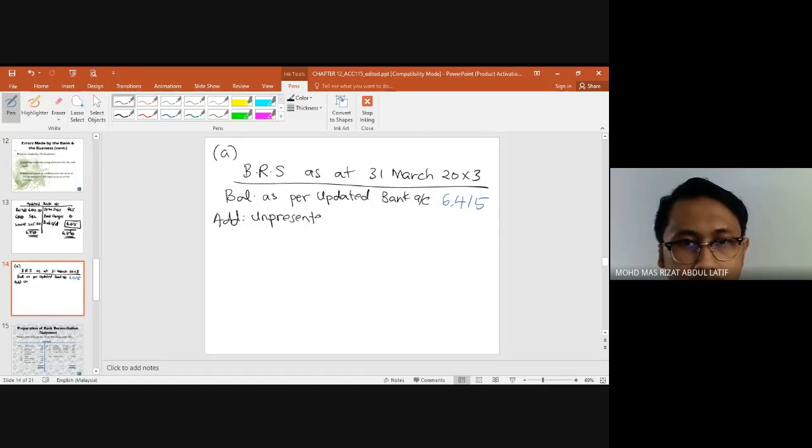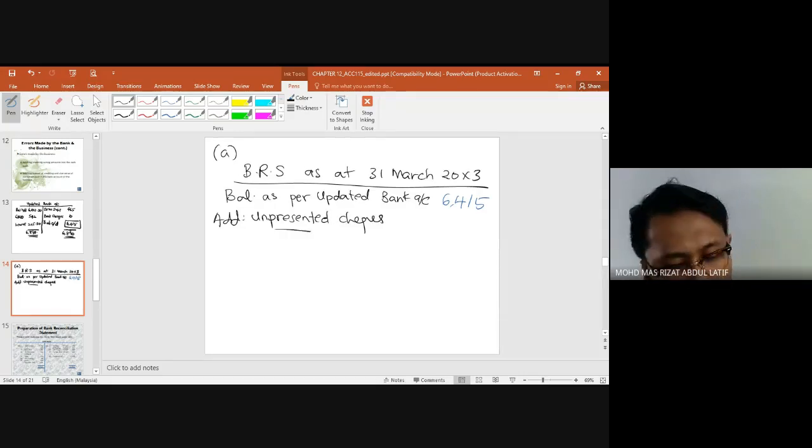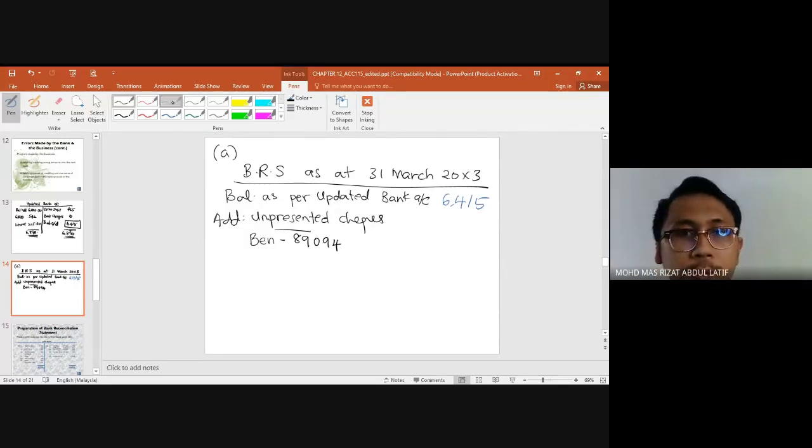Dapat? Next one, kita akan campur dengan any unpresented check. Okay, so tulis dulu unpresented check. Okay, so refer to your bank account just now. Tengok dekat you punya bank account, ada tak unpresented check? You ada satu unpresented check which is bank. So tulis bank, nombor check 89094. Berapa amount dia? 300. So terus masuk 300.